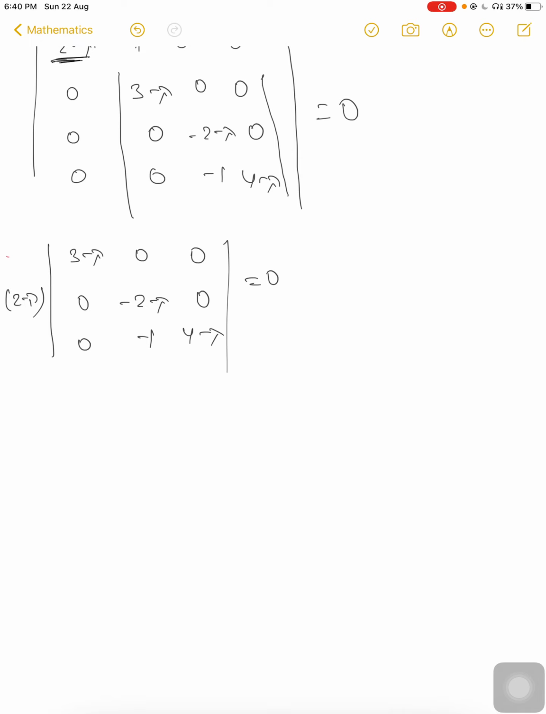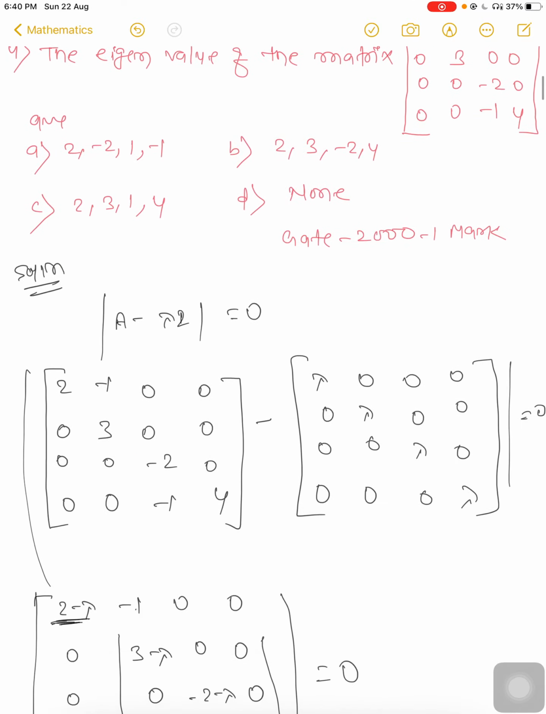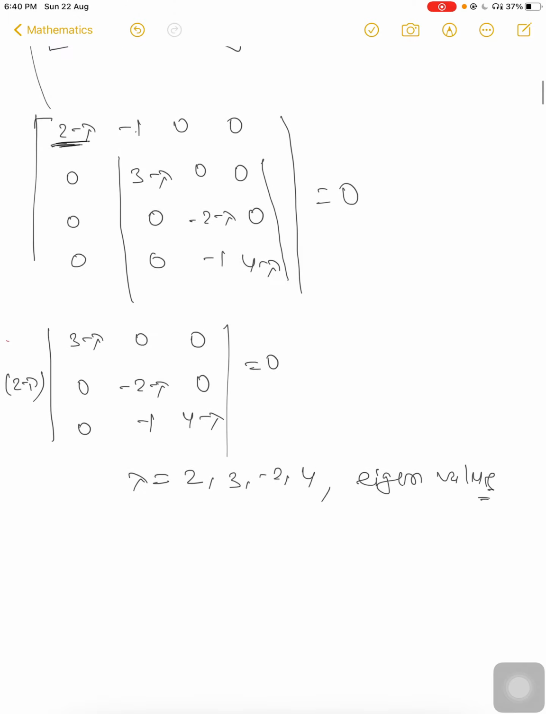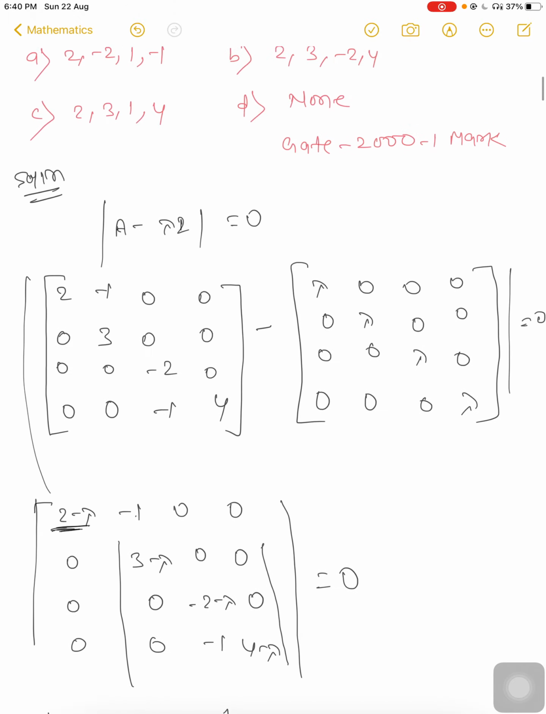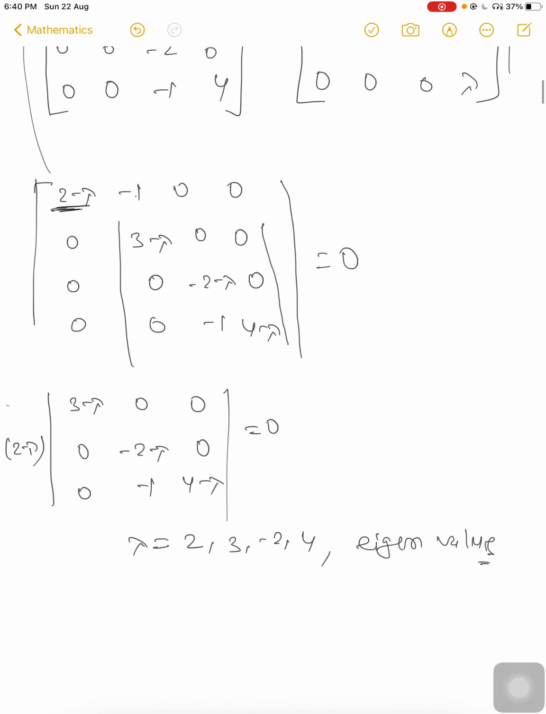This one is 0, so lambda is equal to 2, and when you simplify it, you will get lambda is equal to 2, 3, minus 2 and 4. That becomes your eigenvalues. Simplify it, very easy. So you will get the eigenvalues 2, 3, minus 2 and 4.